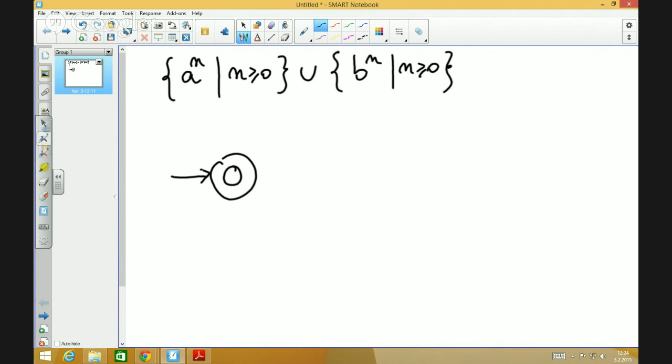Okay, so what next? Okay, what if an A comes along? Now you read your first letter in your input string and it's an A. One of your colleagues is saying loop. Do you think this is a good idea? Some of your other colleagues are saying no.